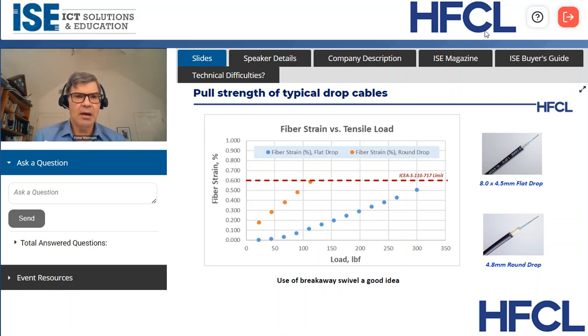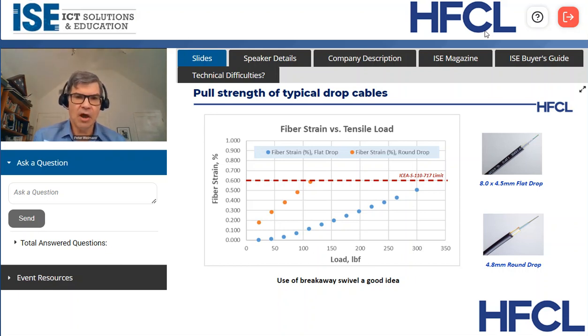But in this case, for a hand pull or even a winch pull, these have a tremendous amount of strength for their small size. The round drop cable, you can pull it out to about 120 pounds of load before you hit the fiber strain limit. And the flat drop, by the nature of what it is, it's got much more strength member in it. The official rating for this cable is 300 pounds, but you can pull it out to about 350 before you hit the fiber strain limit. Or you can pull it to about 325.